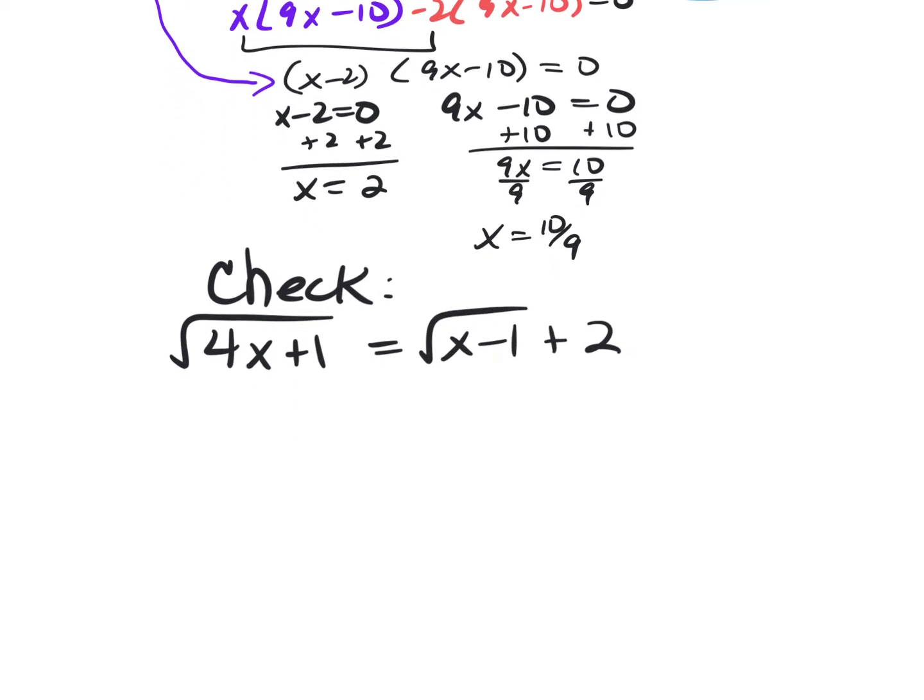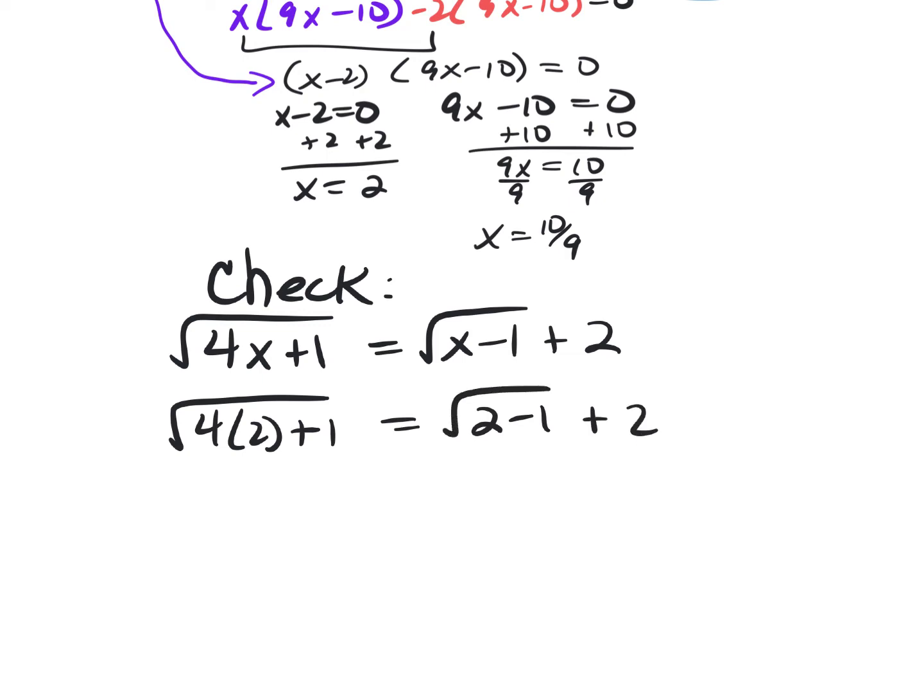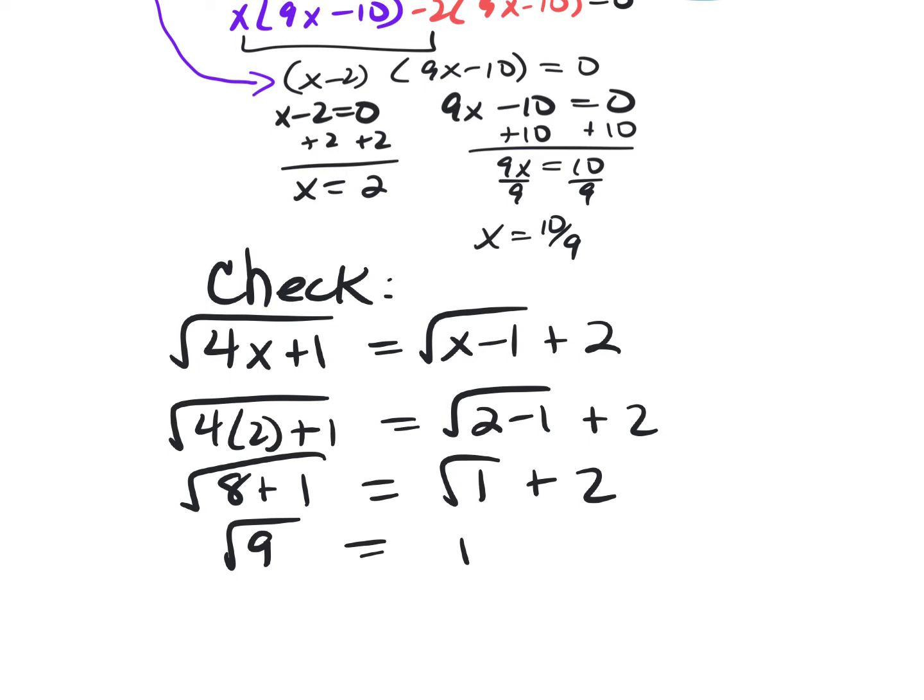So once I plug in 2, 4 times 2 plus 1 equals 2 minus 1 plus 2, and that's under the radical. 8 plus 1, I get the square root of 9. Here I get the square root of 1. Square root of 1 is 1. And then square root of 9 is 3. 1 plus 2 is 3. So this checks. So x equals 2 so far is a good answer.